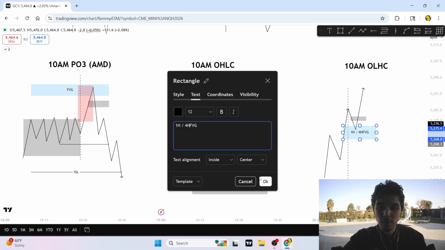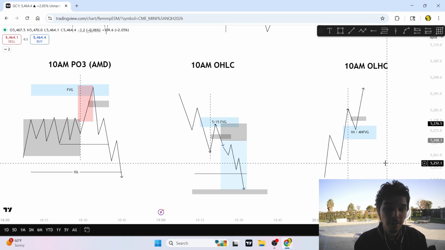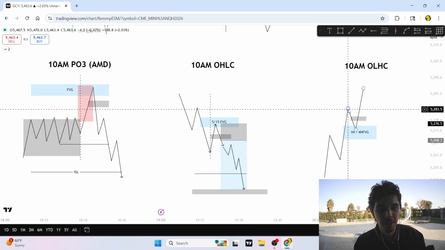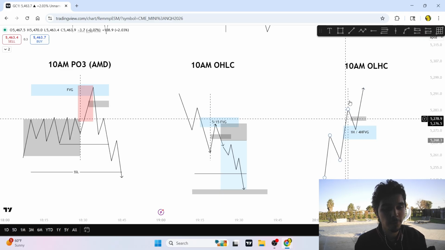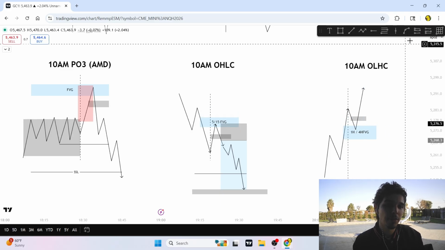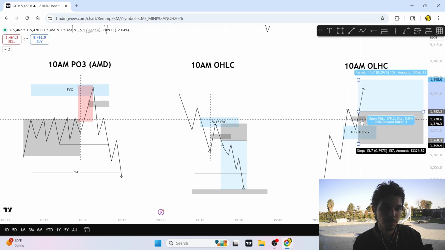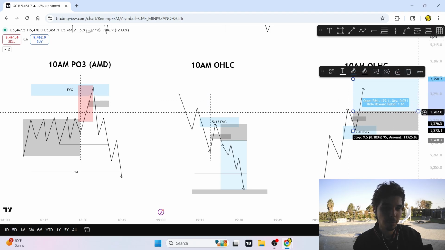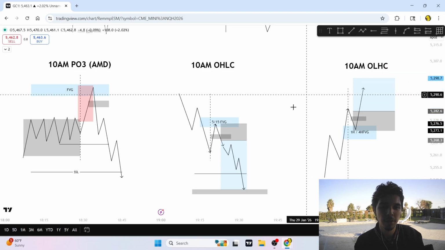It doesn't really matter. Right, we manipulated down into something, right? 10 a.m. open low. Okay, awesome. Now I'm looking for the high close. Go ahead, enter off the inversion. Stops at the lows. And then same thing, just the opposite direction. Whatever your take profit is, it can be an unfilled gap, buy side liquidity, whatever the case may be, right?